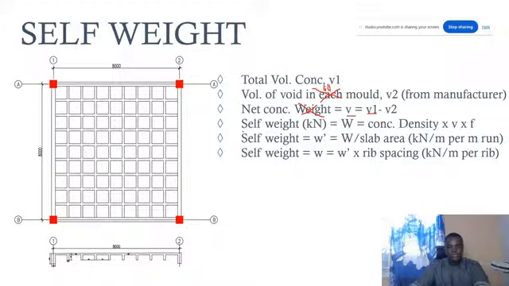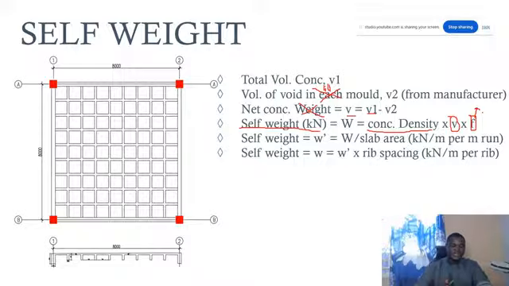Then in order to calculate the self weight in kilonewton, we know the volume, and we all know that waffle slab is a concrete material. So you multiply the volume that you calculated, which is this V, by the density of concrete, then you multiply it by a factor, because self weight is a dead load. So you multiply it by a factor of your dead load. If you are designing to the Eurocode, you multiply it by 1.25 or 1.3. If you are designing to the BS code, you multiply by 1.4. That is the meaning of this F, the factor of safety.